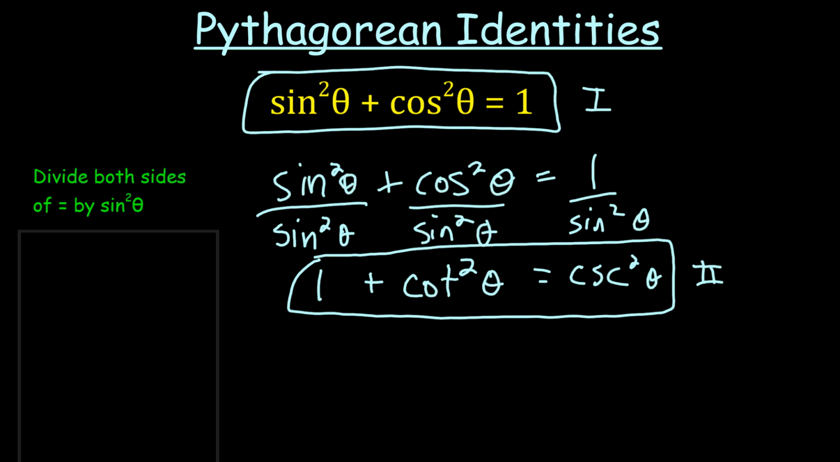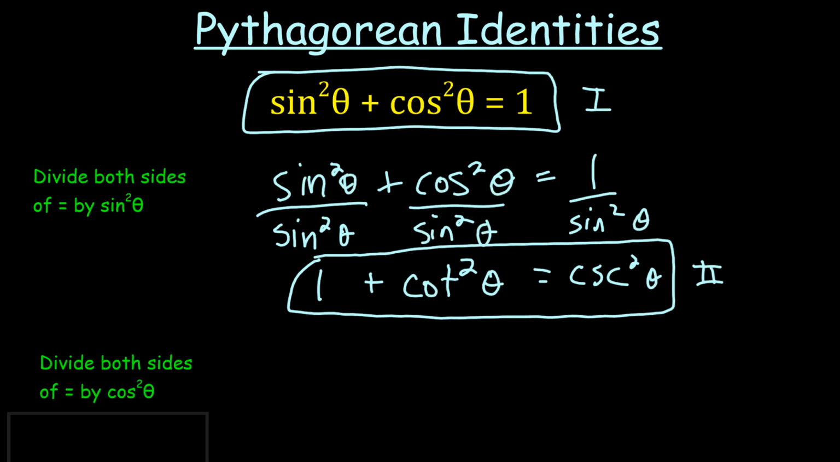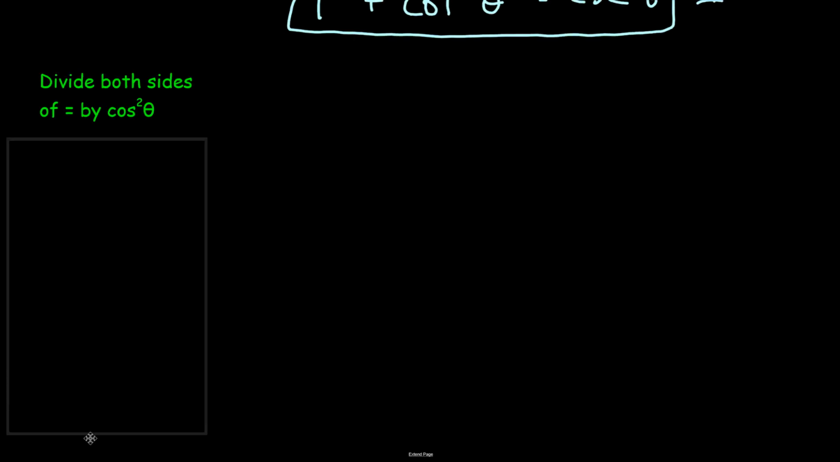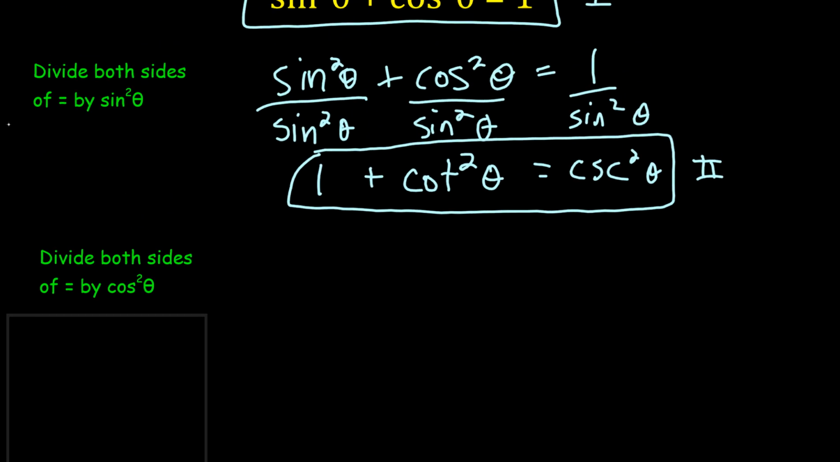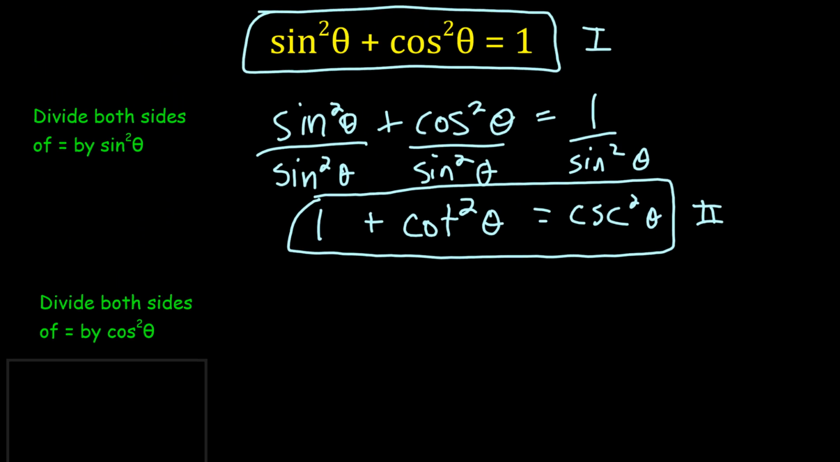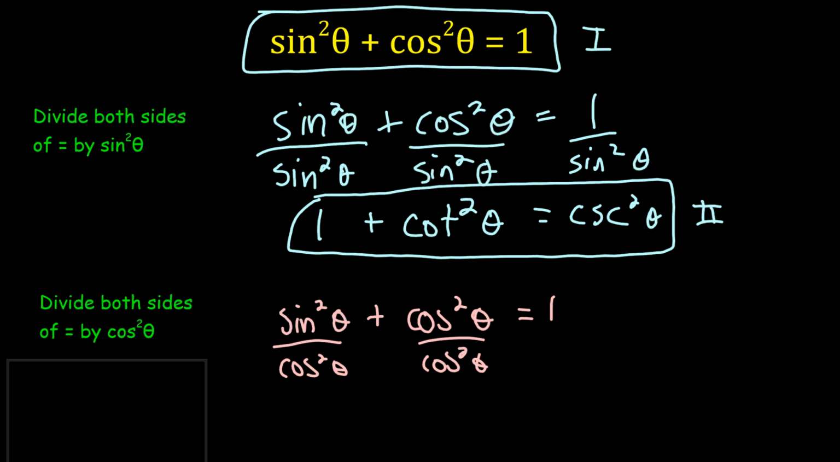To find the third one, we're going to divide both sides by cosine squared in this example. Let's scroll back up here. So I'm going to rewrite the original one. It's sine squared theta plus cosine squared theta equals 1. And then we're going to divide both sides by cosine squared. So divide this by cosine squared theta, divide this by cosine squared theta, and divide this by cosine squared theta.